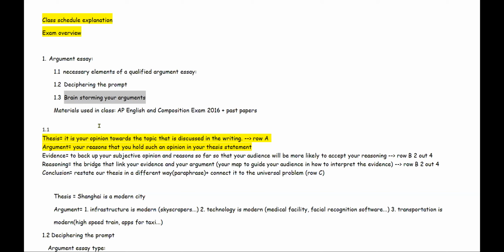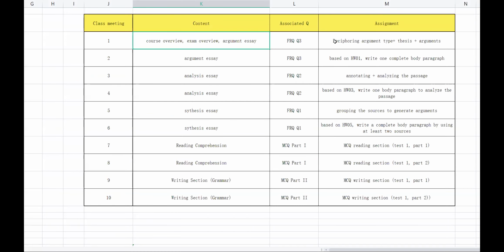And now comes our homework. Our homework today is deciphering the argument type, true/false or pros/cons, and based on that, coming up with your thesis and your arguments. You do not need to write the whole paragraph. You just need to indicate it. Okay, this is your assignment.